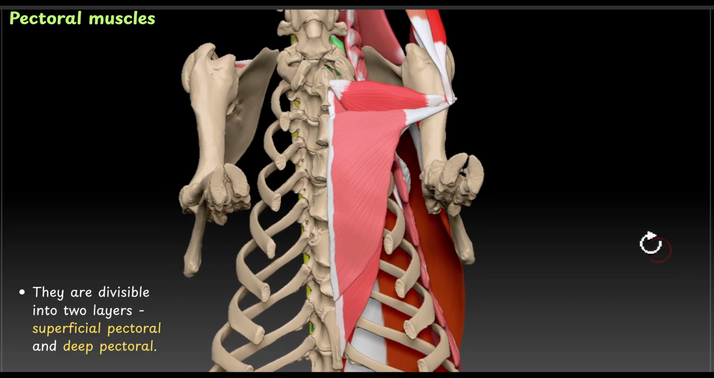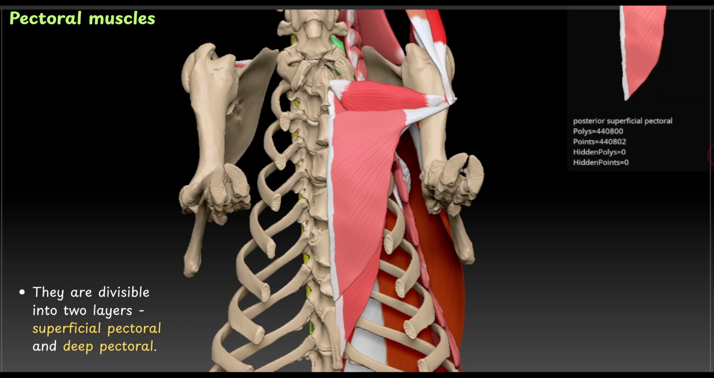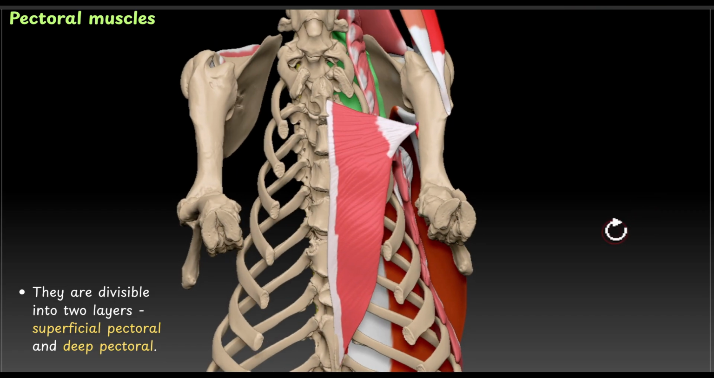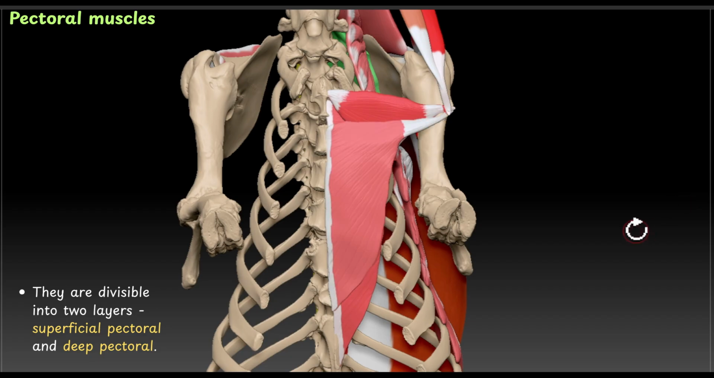Further zoom. The muscles you are looking at, this one and this one, these two are your superficial pectoral muscles. And below that, this one is your deep pectoral muscle. We can also hide them. If we hide this one and this one, now you see this is your deep pectoral muscle, and above this you will find the two superficial pectoral muscles.